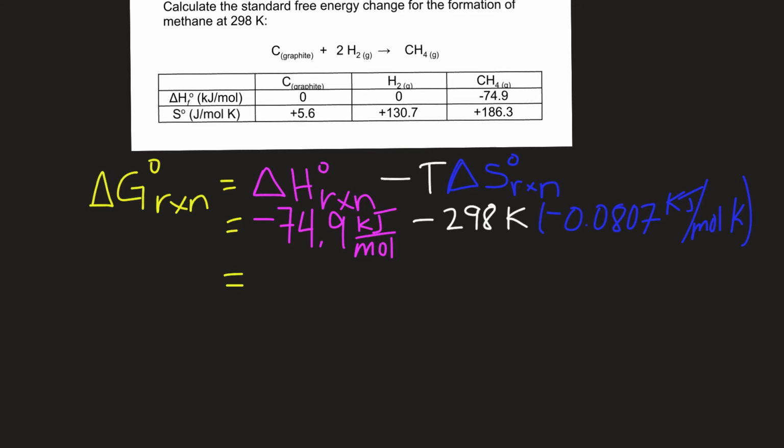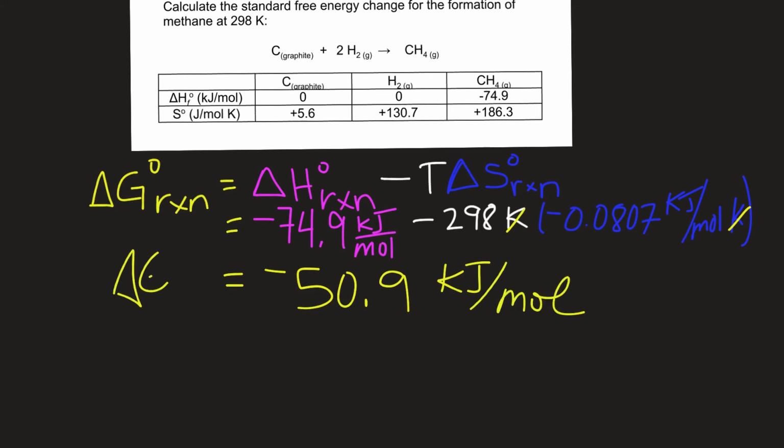So lastly, we just have to do our arithmetic. You can see that Kelvin cancels. So we're subtracting units of kilojoules per mole, which is important, it's important to have consistent units. So when we do this, we get a negative 50.9 kilojoules per mole for this reaction.